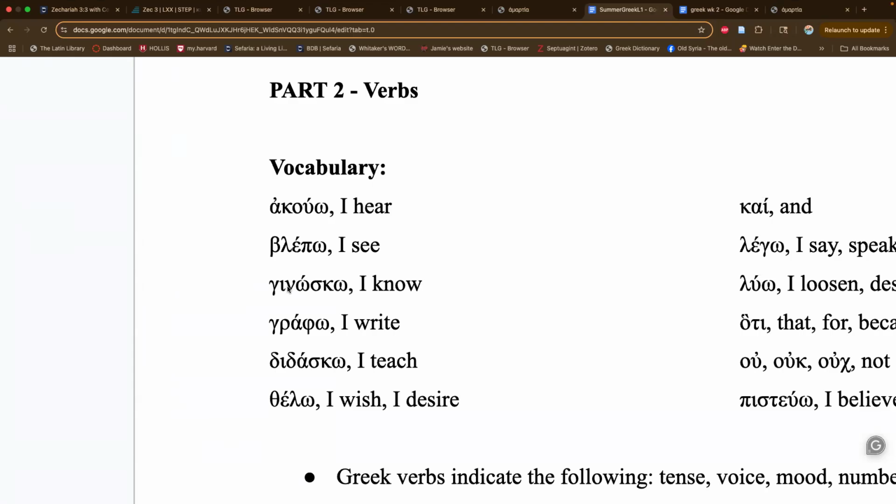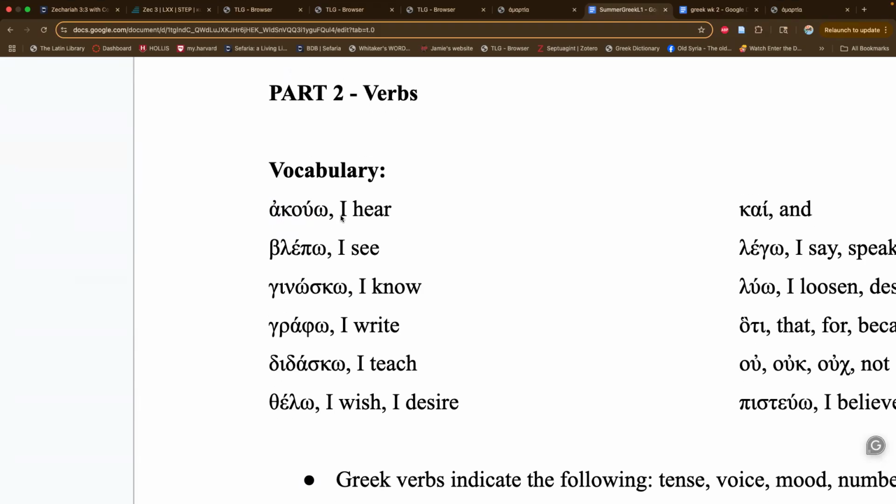So akuo, and I'll try to supply some English cognates where I can. So this means to hear. When you're looking at dictionary entries or what's listed here, for verbs specifically, it will always be the first person singular. So for this, akuo literally means I hear. But the general form is this is the word for hearing. So we get acoustics from this, if that makes sense.